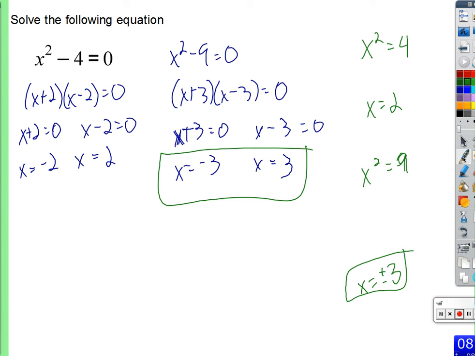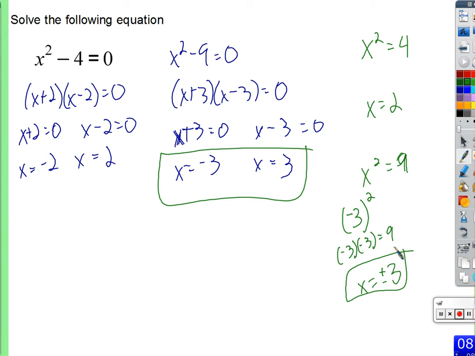Negative. If we put negative 3 in there, remember we're squaring the whole thing. Whatever it is we plug in for x, we square the whole thing, which means we multiply it by itself. Multiply negative 3 by itself, you get negative 3 times negative 3. That's equal to positive 9.